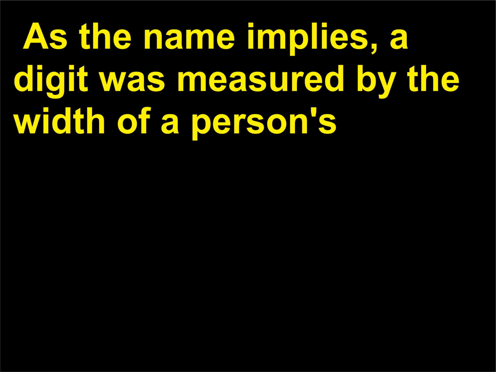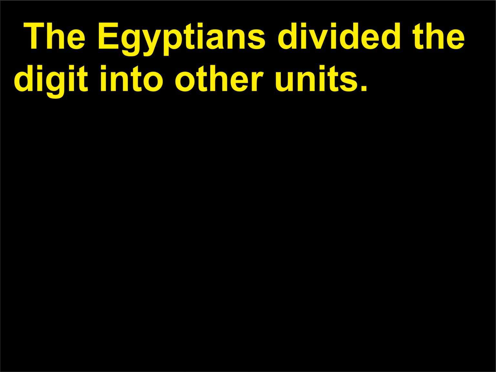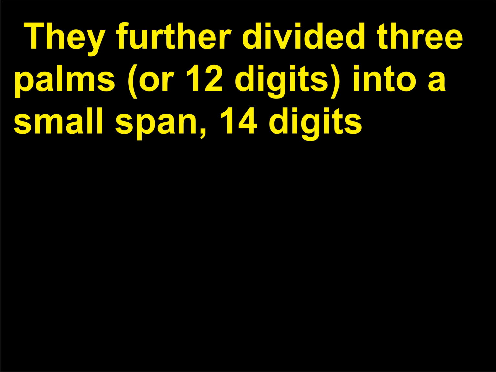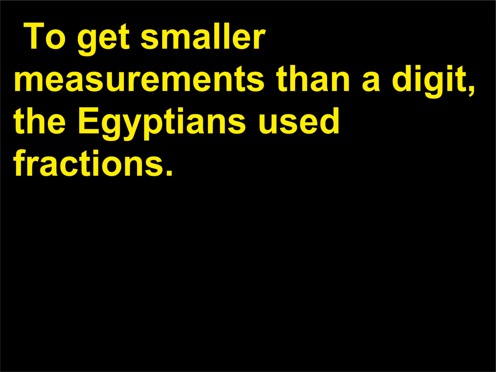As the name implies, a digit was measured by the width of a person's middle finger and was considered the smallest basic unit of length. The Egyptians divided the digit into other units. For example, 28 digits equaled a cubit, 4 digits equaled a palm, and 5 digits equaled a hand. They further divided 3 palms, or 12 digits, into a small span, 14 digits, or a half cubit, into a large span, and 24 digits into a small cubit. To get smaller measurements than a digit, the Egyptians used fractions.